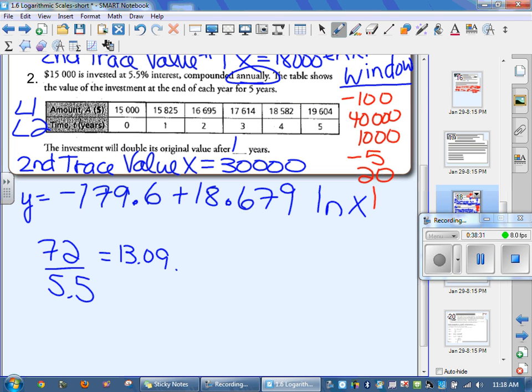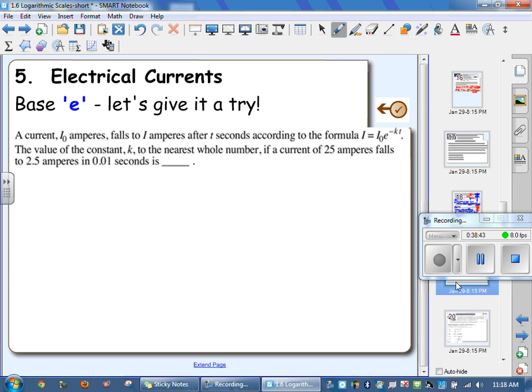Base e. We solve them the same way, only instead of logging both sides, we're going to ln both sides. So let's see how it works. We've got our base equation here: I equals I0 e exponent negative k times t. Now what's that talking about?